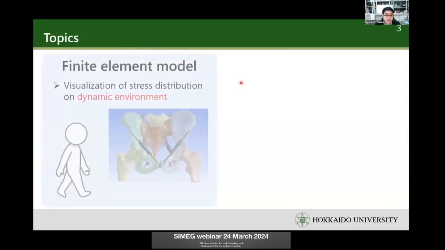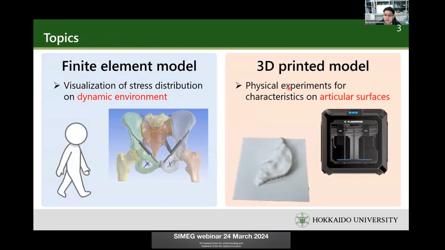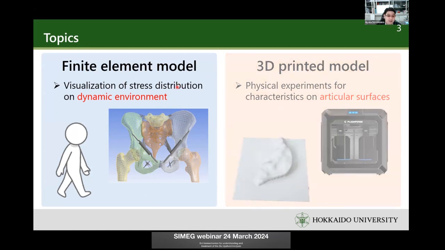For that, I used a finite element model and a 3D printed model for this study. At first, the finite element model is for the visualization of the stress distribution in the dynamic environment. This time, I show the walking state. And the second one is a 3D printed model. This is the articular surface of the sacroiliac joint printed by the 3D printer. This model is for the physical experiment on the characteristics of the articular surface. So firstly, I want to talk about the finite element model.